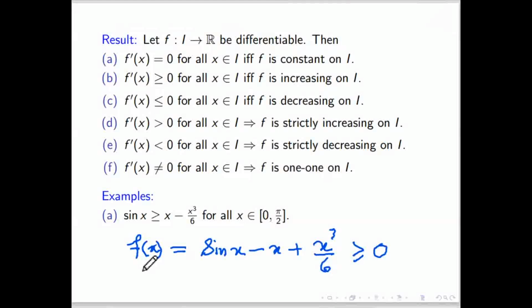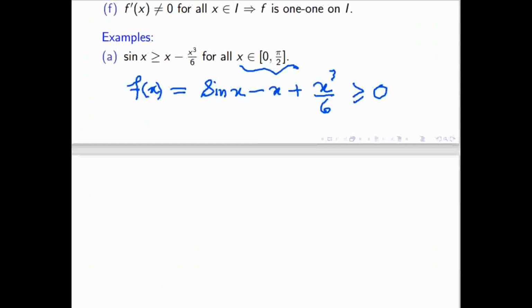Find the derivative. To find whether it is increasing, by the derivative, the slope is positive. So we'll find its derivative, and here the interval is given as 0 to pi by 2. I will do the derivative of this, and then we'll see whether we are able to get some conclusion or not. This one we have to prove actually, that this is not greater than 0.